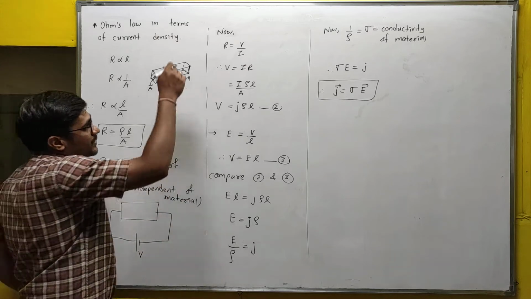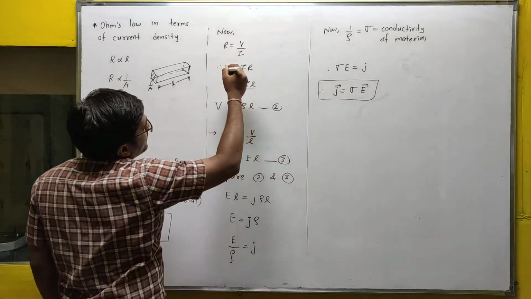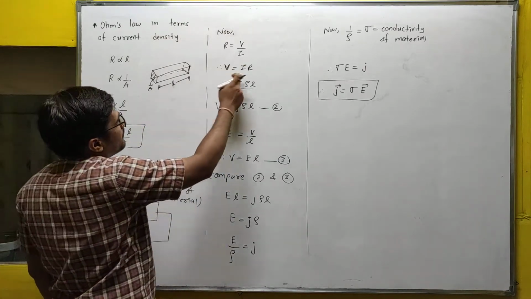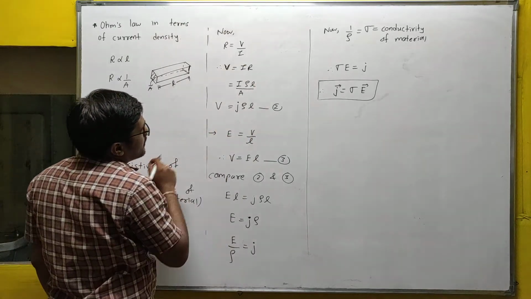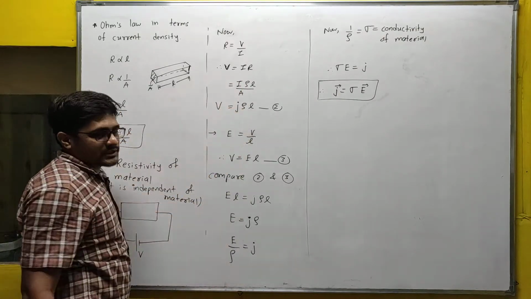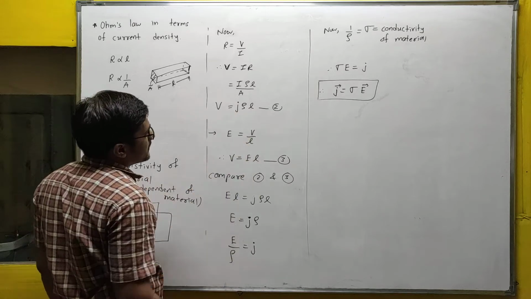Now, according to the previous theory, R is equal to what? V by I. So potential difference V is equal to what? I into R. Substitute the value of R here, rho L by A. Now this I by A is called what? Current density, current per unit cross section area. That is called current density.